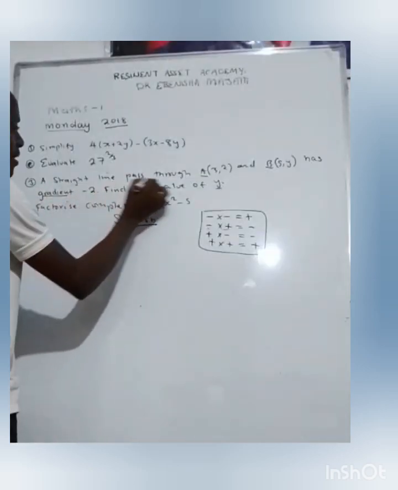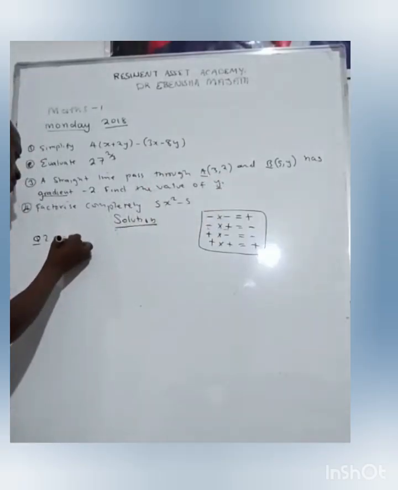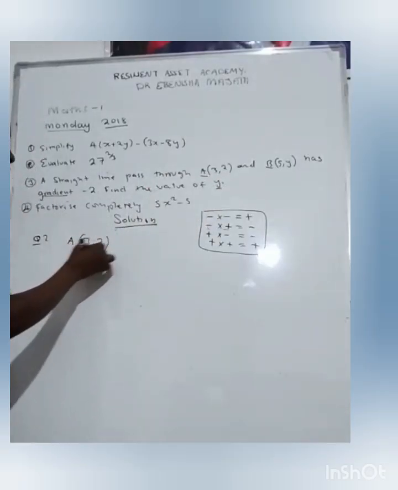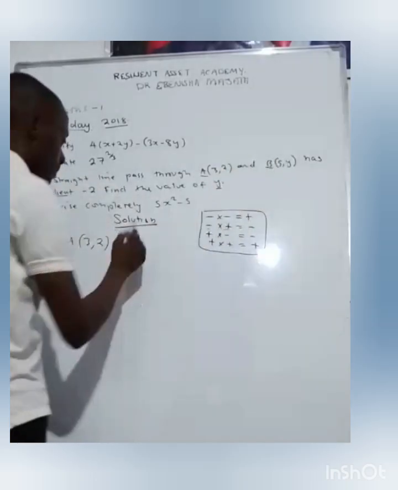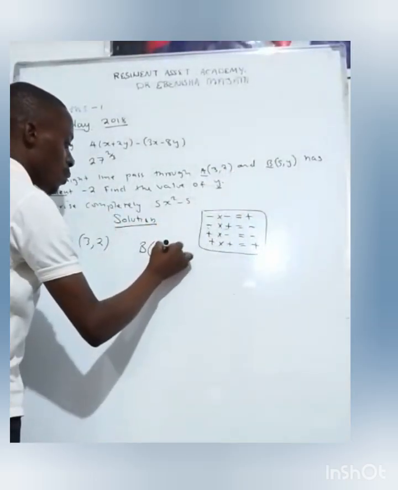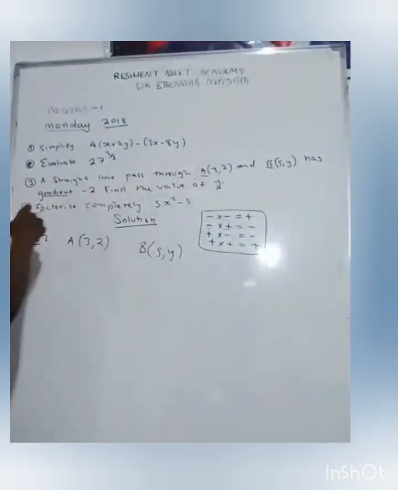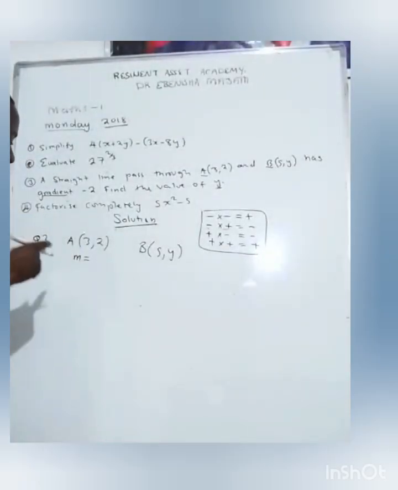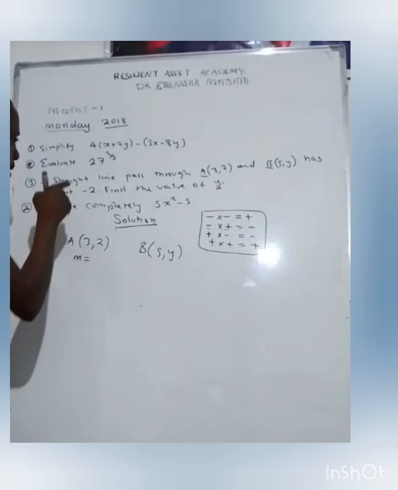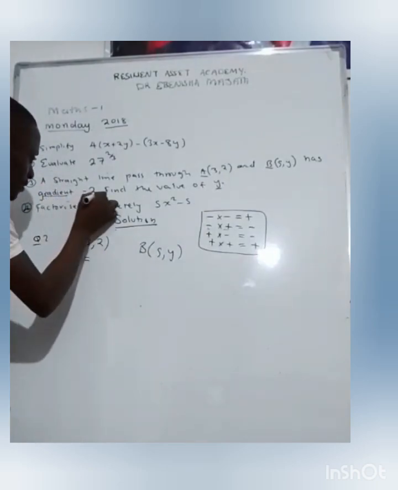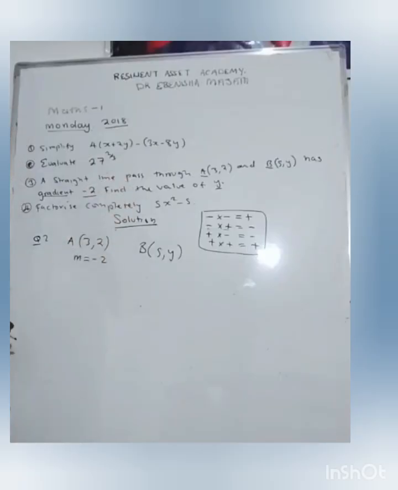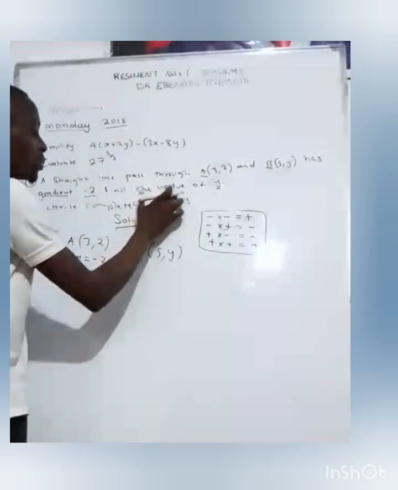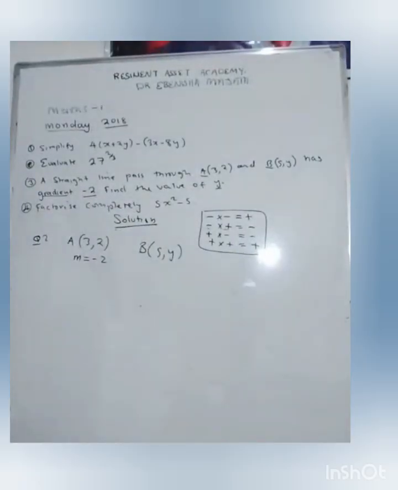So let me read. A straight line passes through a point A, which is (3, 2) like this, and at B, which is (5, y) like that. Then they're saying it has the gradient. Remember gradient, we put it in terms of m. So m denotes gradient. So m is equal to what? m is equal to negative, which is given here, negative 2. Then they're saying find the value of y.